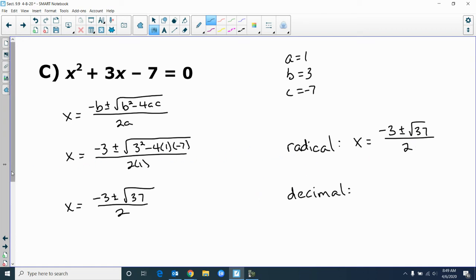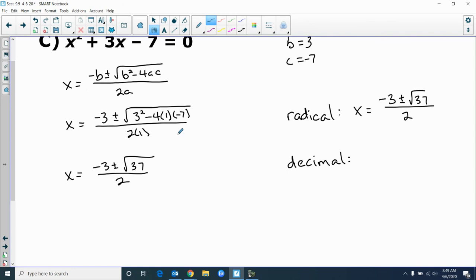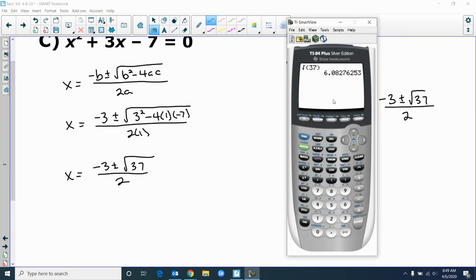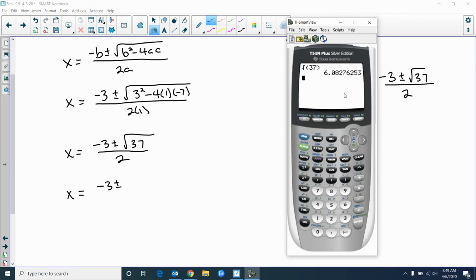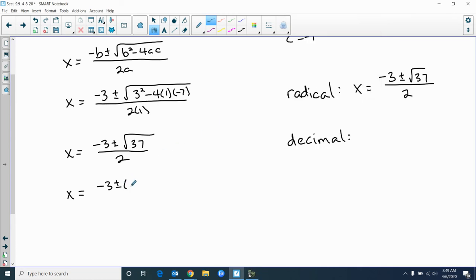But now we can also come down to the decimal answer, so it looks a little bit more like what we're used to. All right, the square root of 37. We are going to round to the nearest hundredth on that radical. So it's going to be -3 plus or minus the square root of 37, which is 6.082. The nearest hundredth would be 6.08, divided by 2.